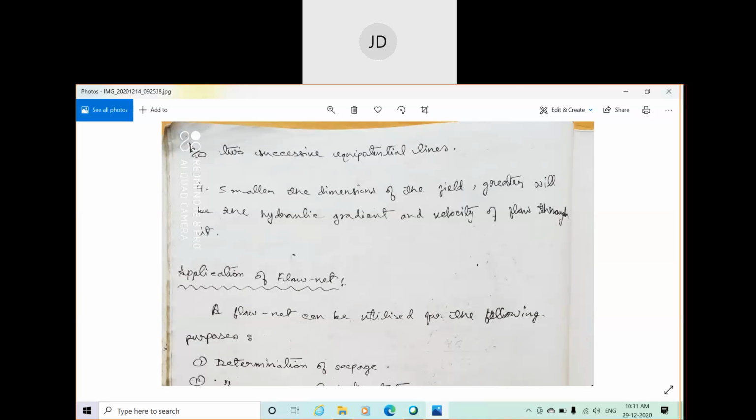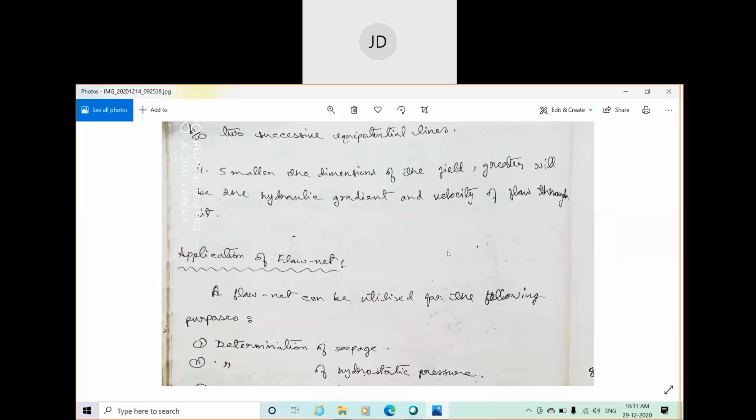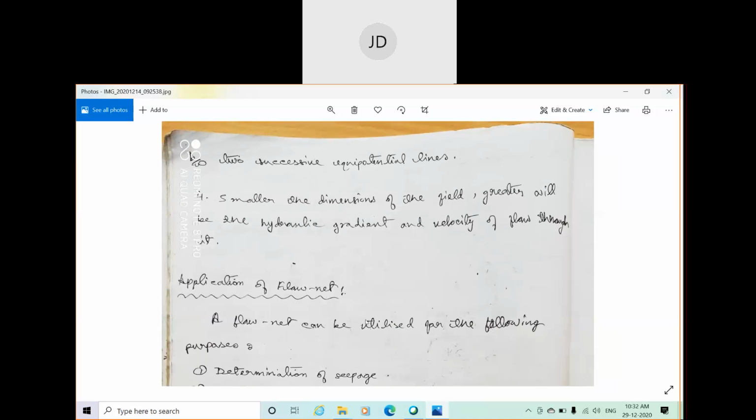And smaller the dimension of the field, greater will be the hydraulic gradient and velocity of flow through it. The smaller the field, the greater will be the hydraulic gradient as well as the velocity of flow. So this is all about properties of flow net.